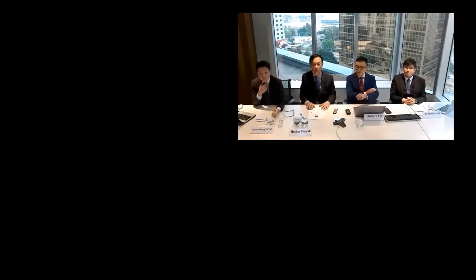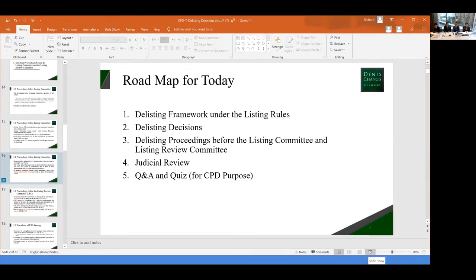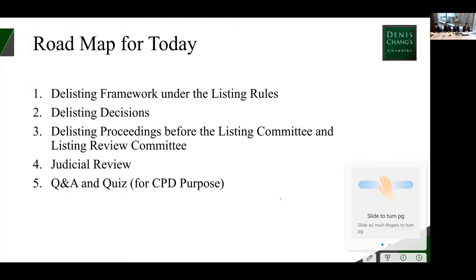Okay, let's look at the roadmap for today so that everybody will be able to follow what we're going to talk about. There are basically five subjects. Can all of you hear me? I assume that the system is working, right? Okay. The first part will be the listing framework under the existing listing rules.